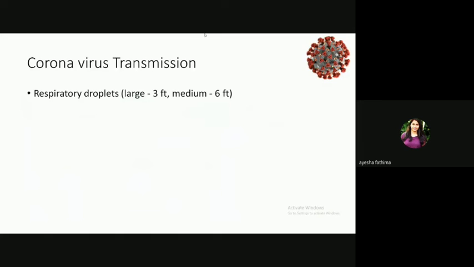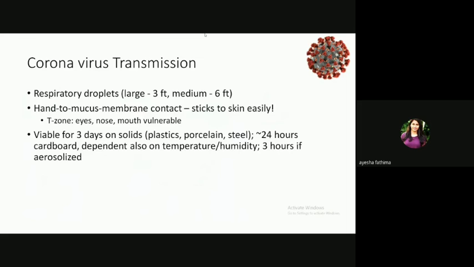What are respiratory droplets? These are basically any type of secretions coming from the mouth, nose, and even from the chest. The larger droplets can travel up to 3 feet. The smaller, medium ones can travel up to 6 feet. So from hand to mucous membrane to skin, and they stick to the skin easily. The T zone of the face, mainly eyes, nose, and mouth, those are the most vulnerable.